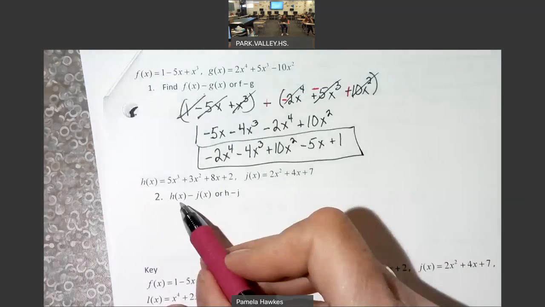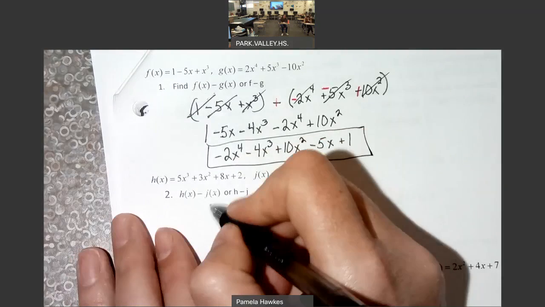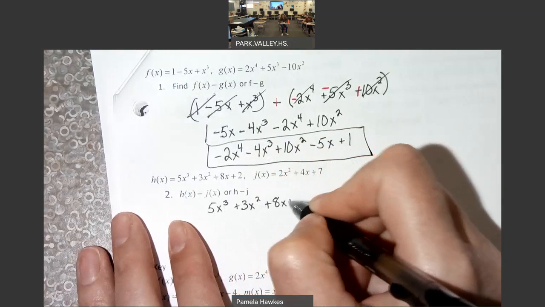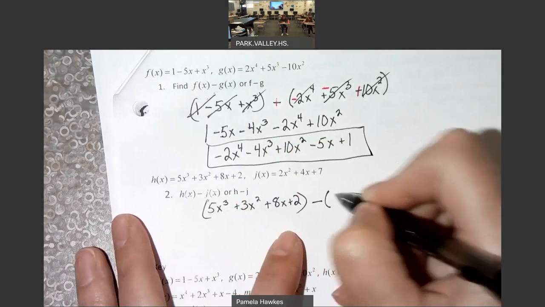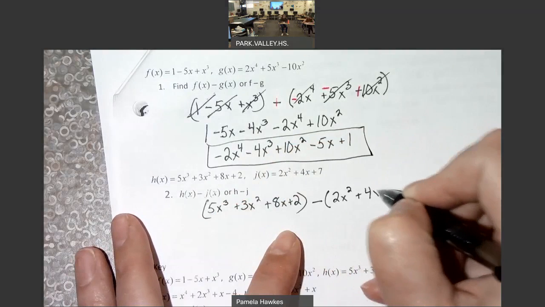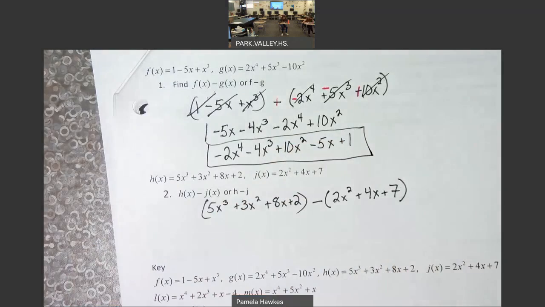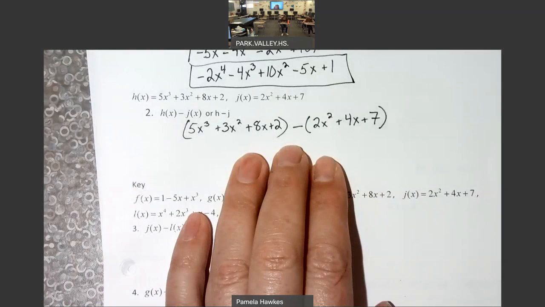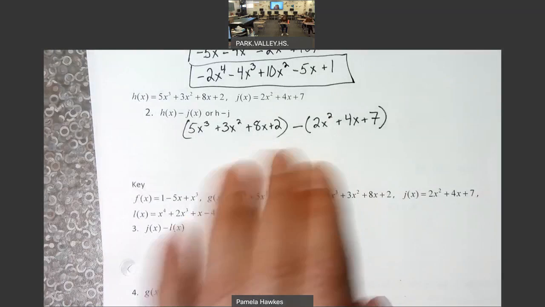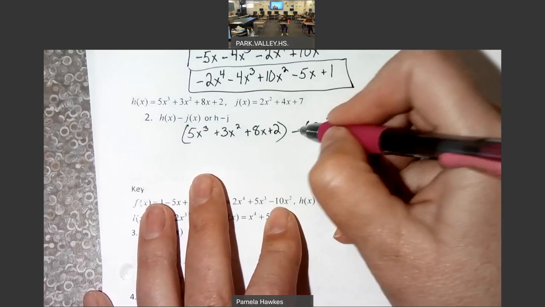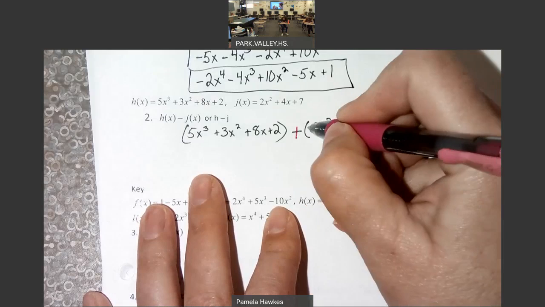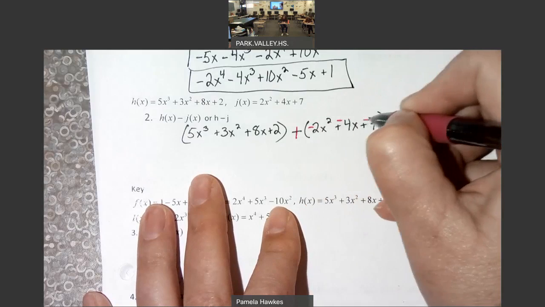Here we go. H minus j. So I have 5x cubed plus 3x squared plus 8x plus 2. This whole thing minus 2x squared plus 4x plus 7. What do I do very first? Hayden, what do I do first? Here's my problem. All the negatives are positive. I'm going to make this a positive. But what does that do to these? I change it, right? Okay.